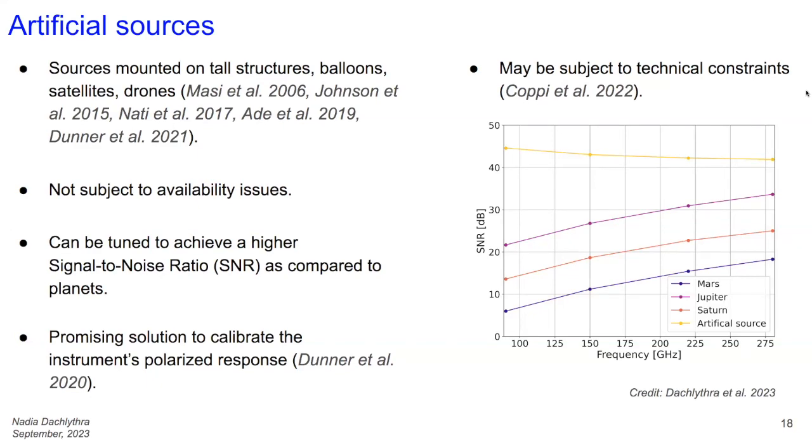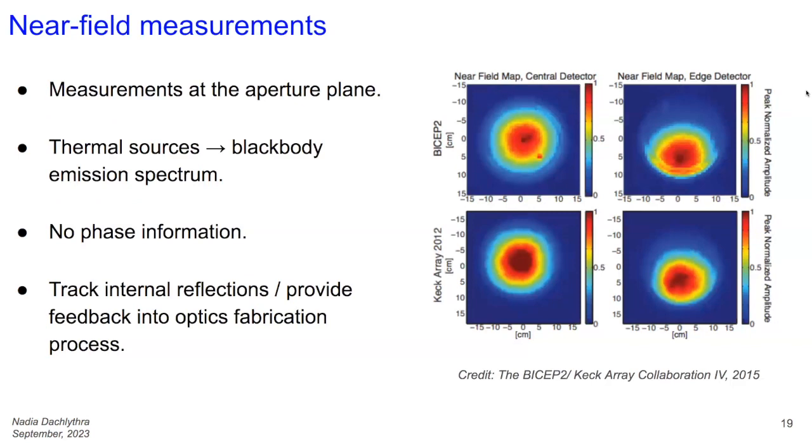Okay. So now we're in the lab, and we are using thermal sources and doing beam measurements. Those can only give amplitude, since they have a black body emission spectrum. They don't have any phase information, but they are very useful to track unintended reflections of the beams, what we call ghosts. So those are the beam maps, but of course they don't look as perfect as the pictures that we showed before because they're in real conditions in the lab.